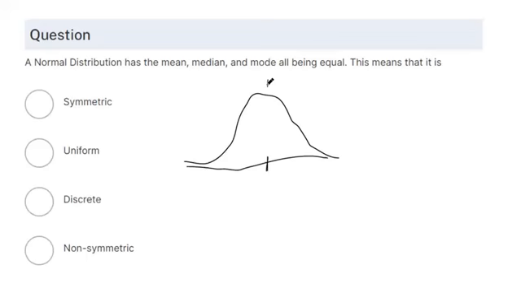So we call this symmetric because you can cut it down the middle. You can make a vertical slice and it makes the same graph.